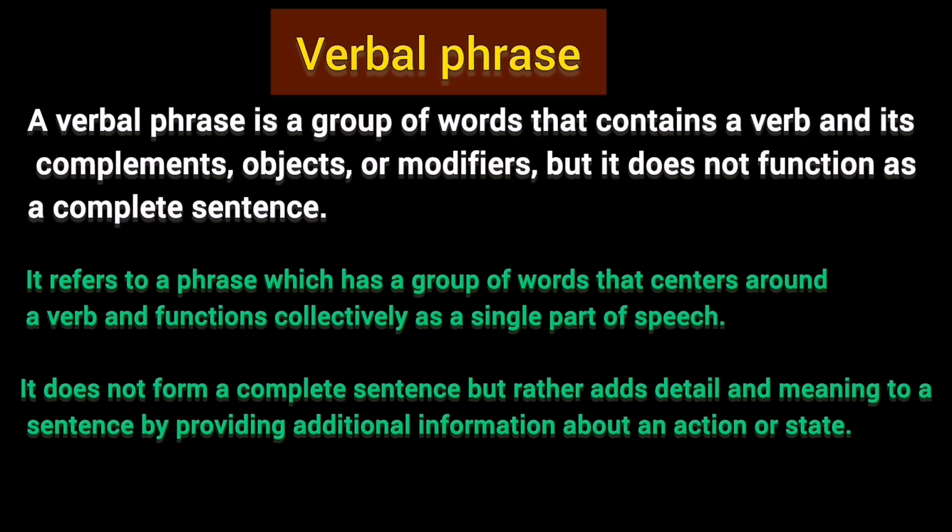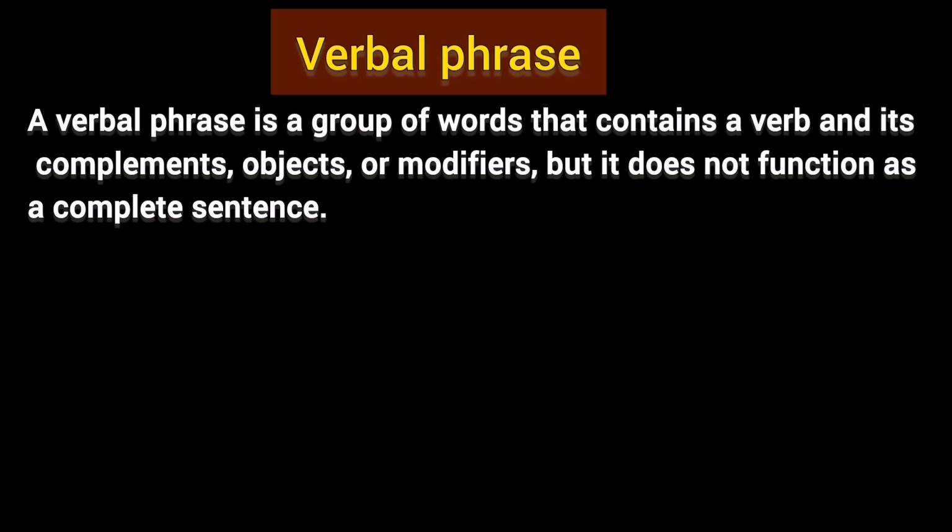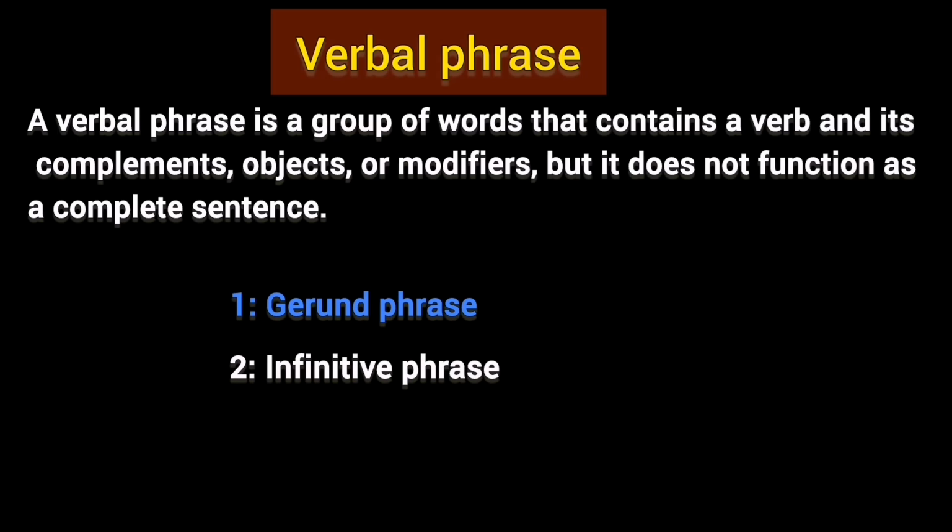As you have understood a verbal phrase, now learn that there are three verbal phrases. They are gerund phrase, infinitive phrase and participle phrase. There must be a question in your mind: why is it called a verbal phrase? The simple answer is, there must be a verb in these phrases. So that is why they are called verbal phrases.